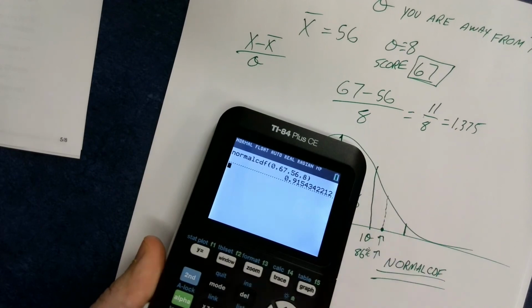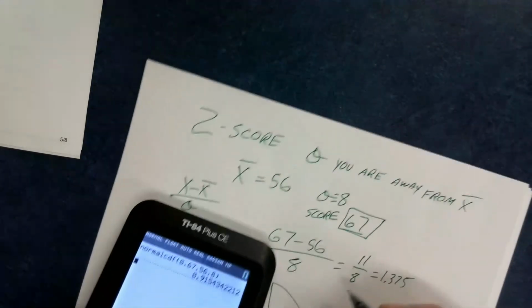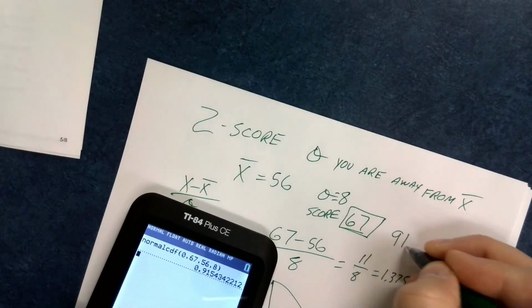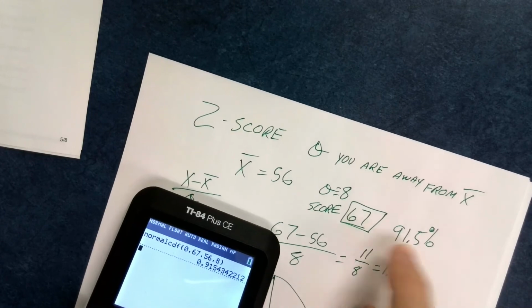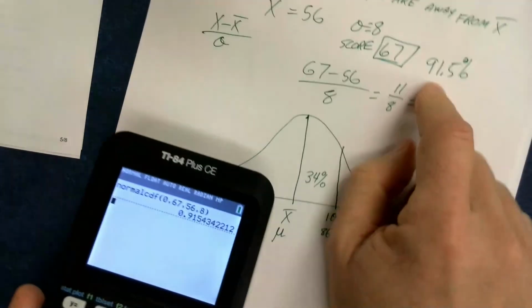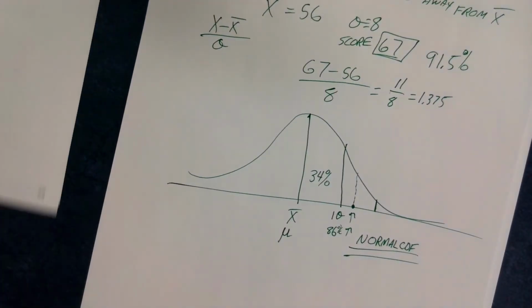And this says 91.54, or 0.9154, which means that their score of 67 is better than 91.5% of the people in this population. Okay, so you've seen a lot of this stuff.